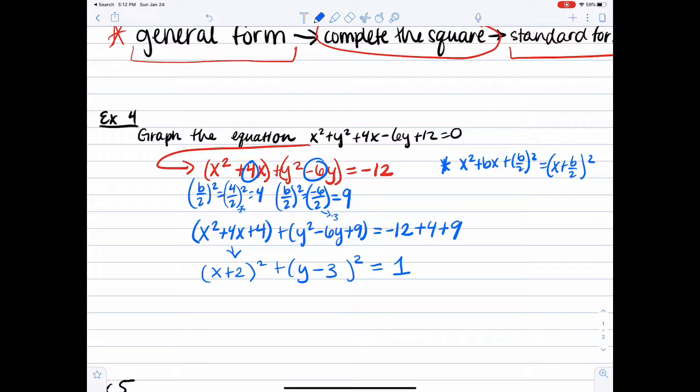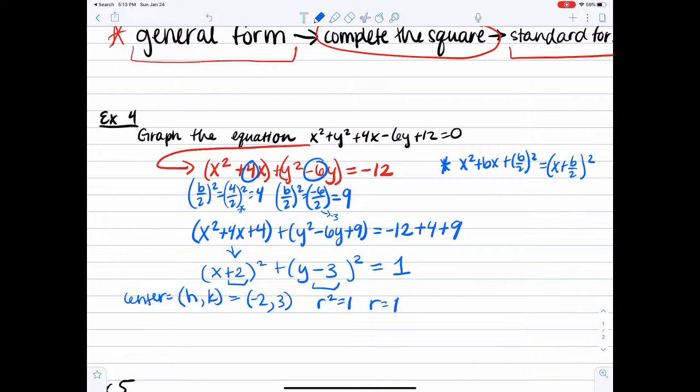So now we can graph this, because it's asking us to graph it. So now we know that HK, which is our center, is this right here. It was x minus h, so that means that our h is negative 2, and y minus k, so that means our k is positive 3. And our radius squared is 1, which means our radius is also 1, because the square root of 1 is 1. And then now we can graph that.